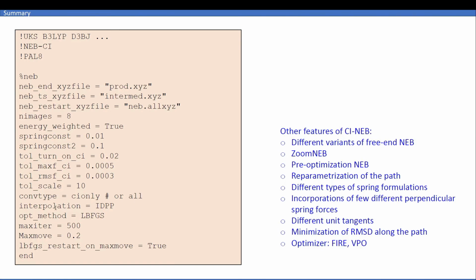Interpolation tells the NEB code what kind of initial path generation NEB should start from. The opt method is of course the optimization method. Max_iter is the total number of allowed iterations. Max_move is a simple trust radius. If the maximum absolute component of a step exceeds this radius, the whole step will get scaled down. And then a very useful parameter is the LBFGS_restart_on_maxmove. This will instruct the LBFGS optimizer to reset the memory if a step exceeds the trust region.